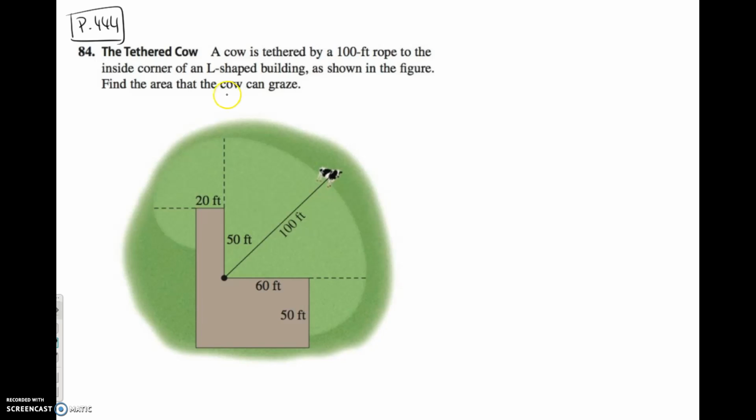Whenever he's in this area here, this is basically a circle with a radius of 100. Because this is a right angle, that would be 1/4 of that circle. So the area of that circle would be pi r squared, 100 feet squared. However, it's only 1/4 of that circle, so divide by 4. I'll just leave it like that. So that's the area of this section.